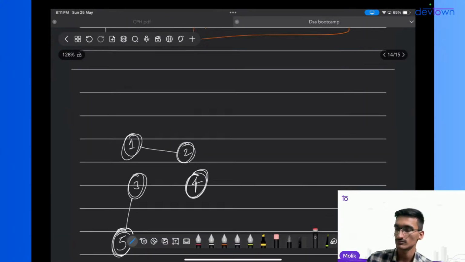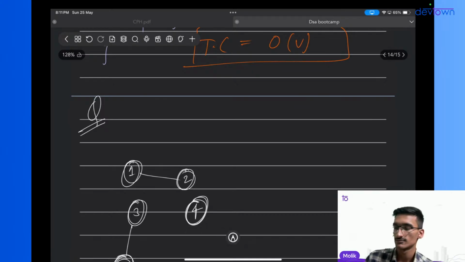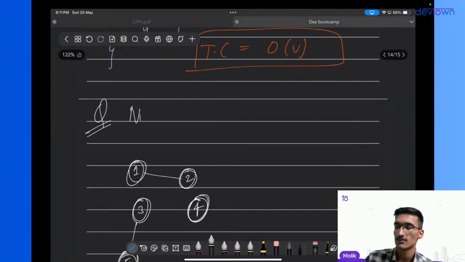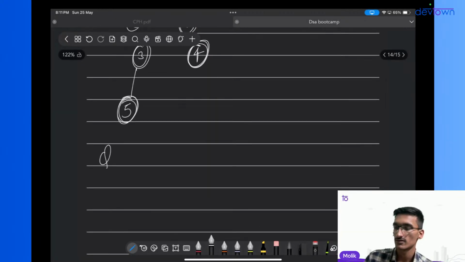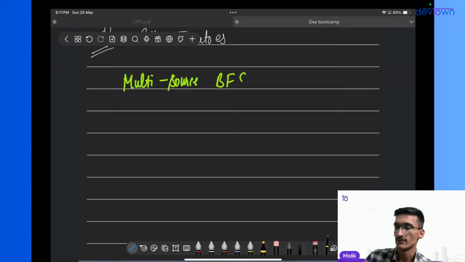So this is the question of number of provinces. Now we'll be doing rotten oranges, or tomatoes. So it's pretty simple. We'll be introducing multi-source BFS.